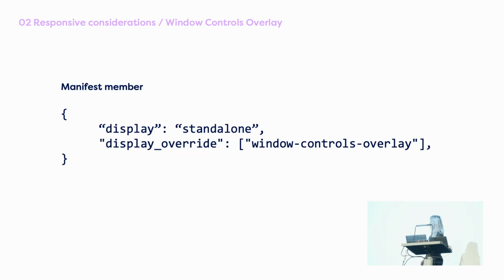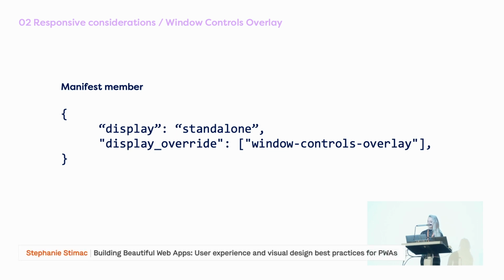And there's a manifest member for it, which we would declare after our display mode. And to be clear, this isn't actually overriding our display mode. It's still going to show up in standalone mode. But we're saying if window controls overlay is supported, provide this enhanced title bar experience in that mode.